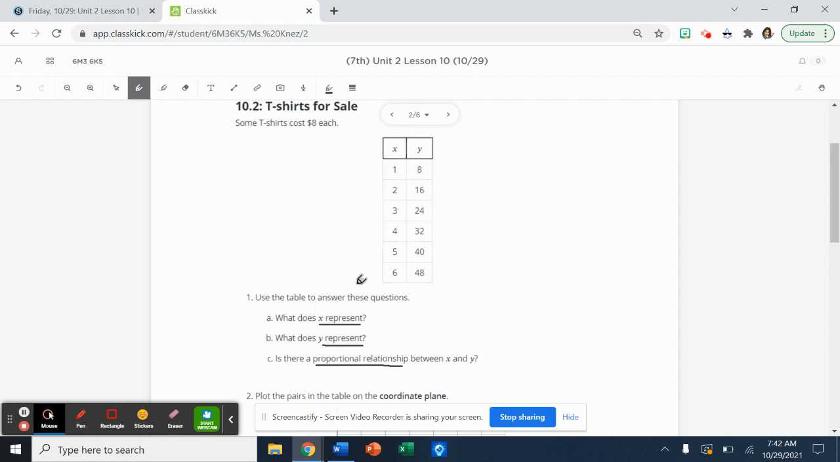Okay, so we can tell that X represents the number of t-shirts because we know that one t-shirt costs $8. So this row in the table that we see here, 1 to 8, confirms that X is t-shirts and Y is dollars, which means Y is cost of t-shirts in dollars.